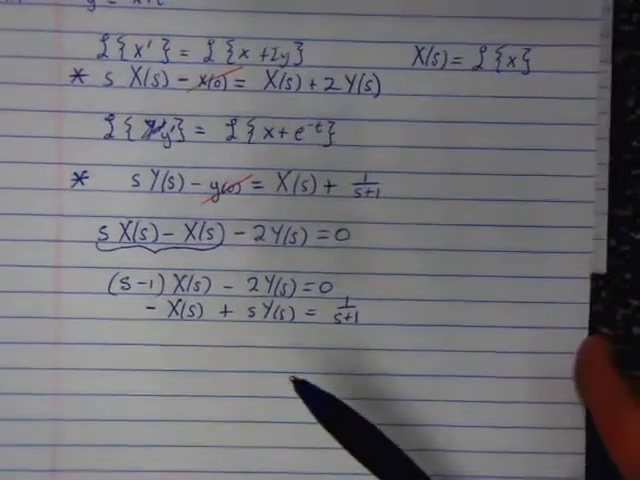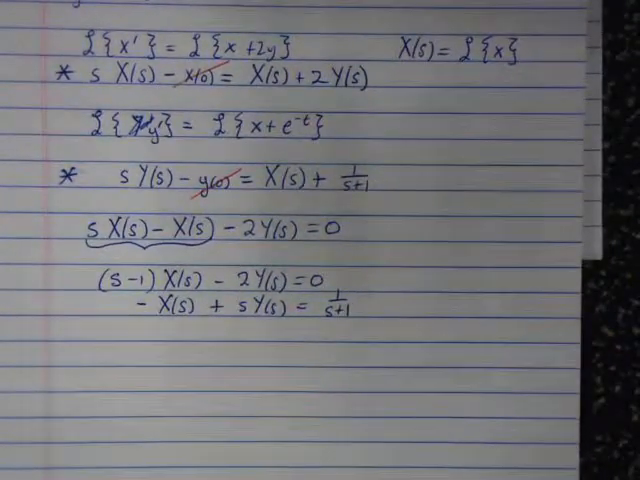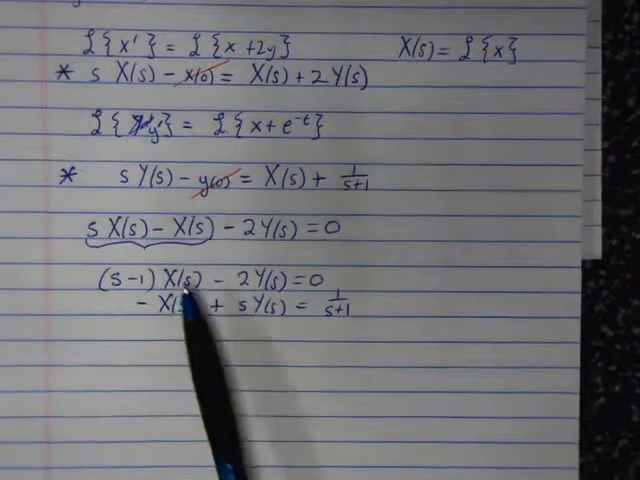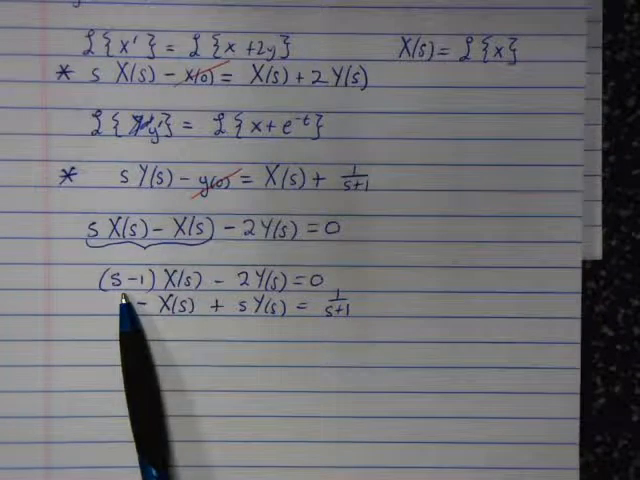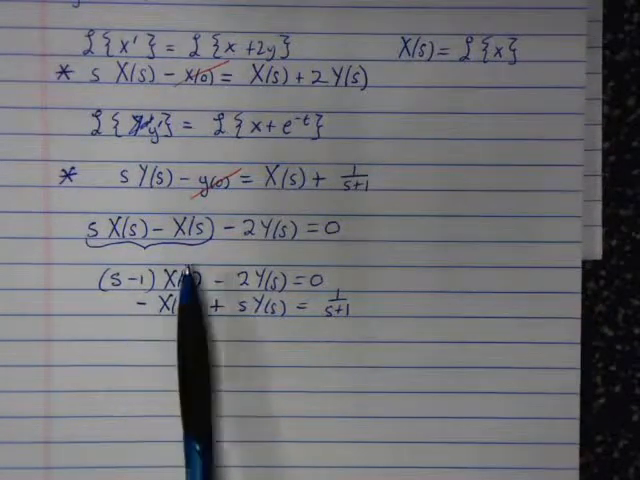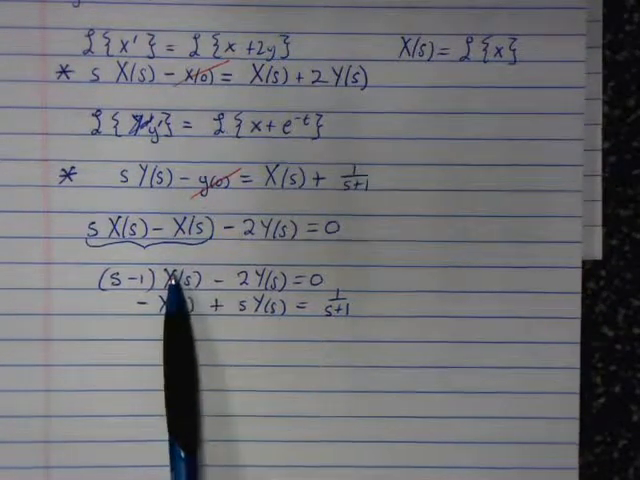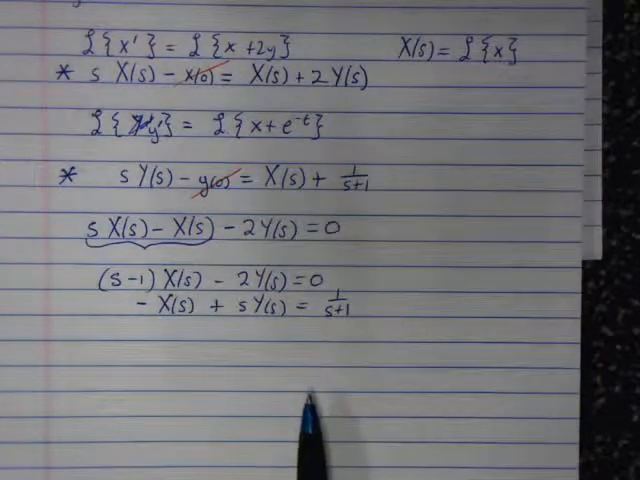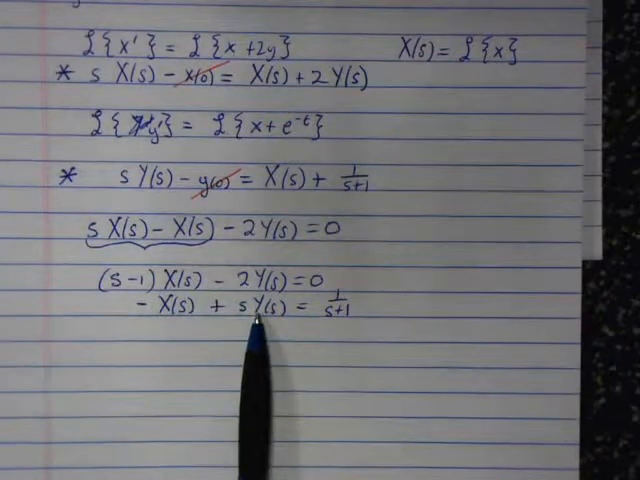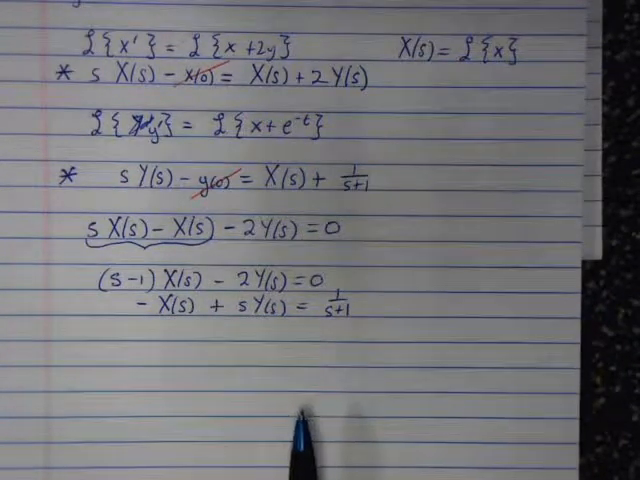How many variables do we have in this new system of equations? We have x, we have y, and s. And our goal here is to get big X equals something with the letter S in it, and then we can do an inverse Laplace transform. Get big Y to equal something with the letter S in it, and then we can do an inverse Laplace transform.